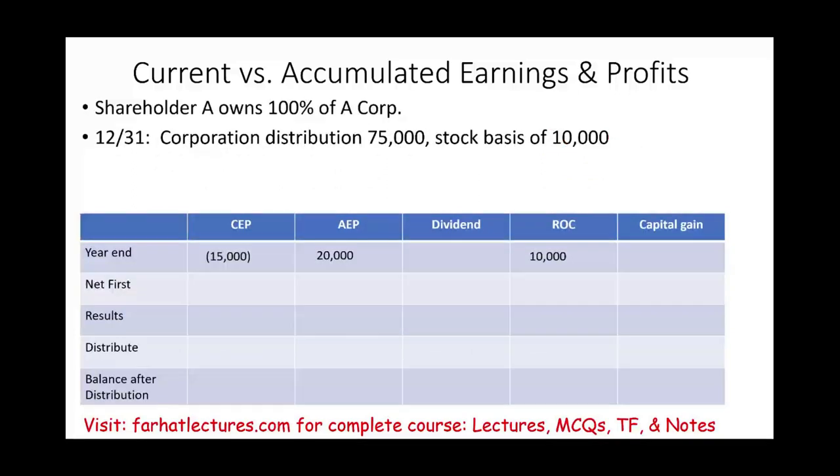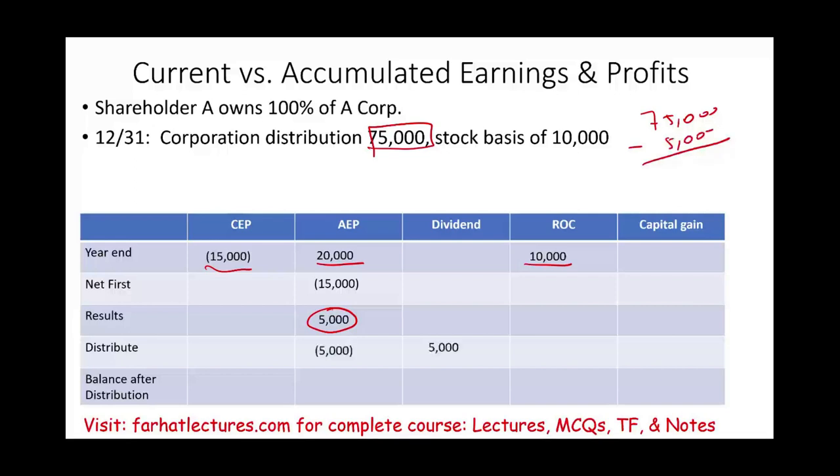Let's take a look at another example. We have negative CEP, positive AEP, return of capital is 10,000. We made a distribution of 75. What do we do now? We net because we have negative CEP, positive AEP, we net them. When we net them, what remains in AEP is 5,000. Now of that 75,000 amount, we're going to say 5,000 coming from AEP as dividend. That's fine, and that's going to make AEP go down to zero.